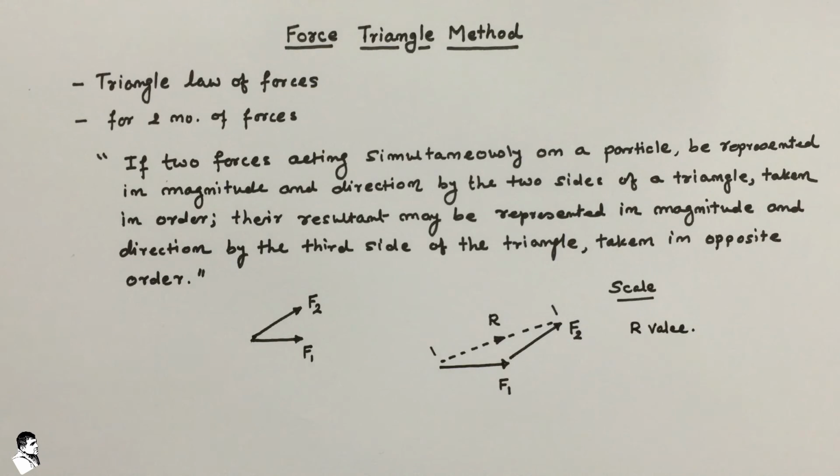So this method is probably used in an experimental way. If we have values of F1 and F2 that are measured in an experiment, and we plot this graphical representation on paper with a proper scale, we can get the resultant R value using the graph. So this is all about the force triangle method.